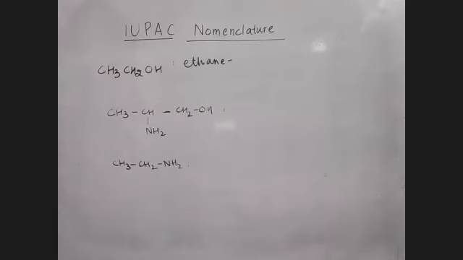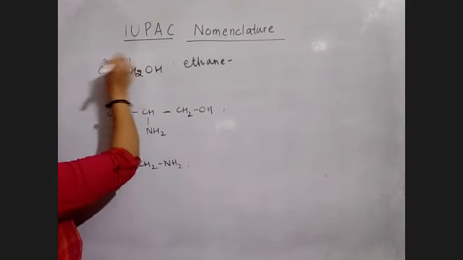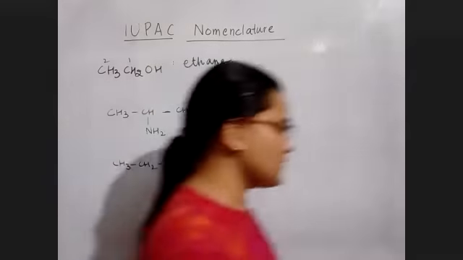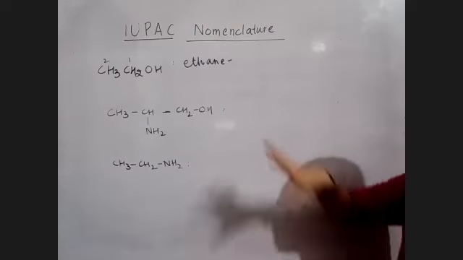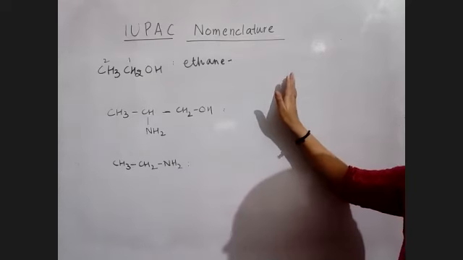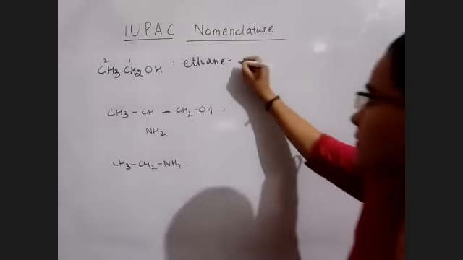Number it so that the functional group gets the first position. So it will be 1, 2. So what will be the name? You will use a secondary suffix for OH, and instead of hydroxy, we'll use OL.